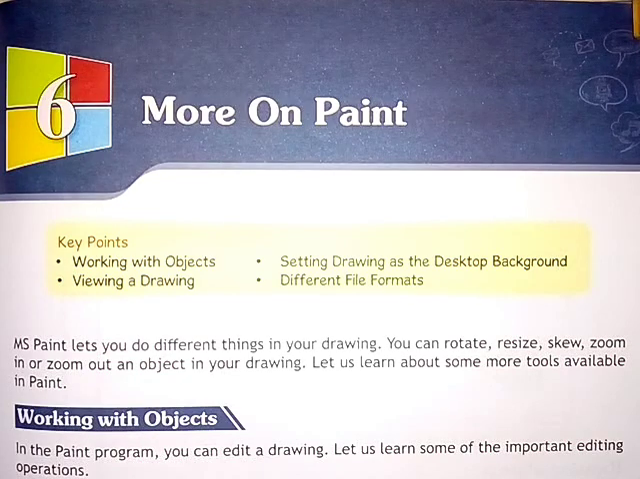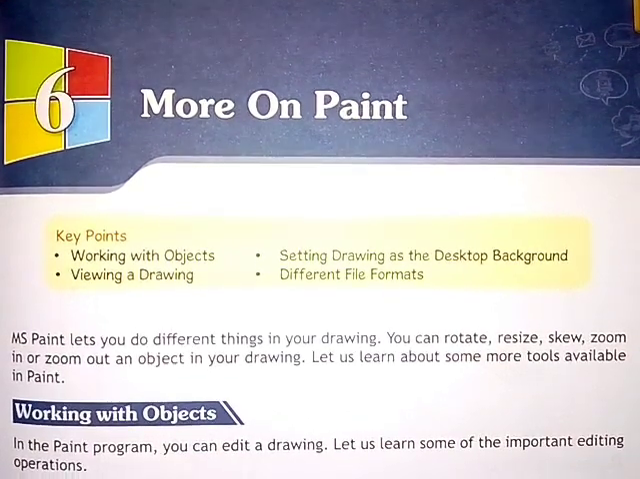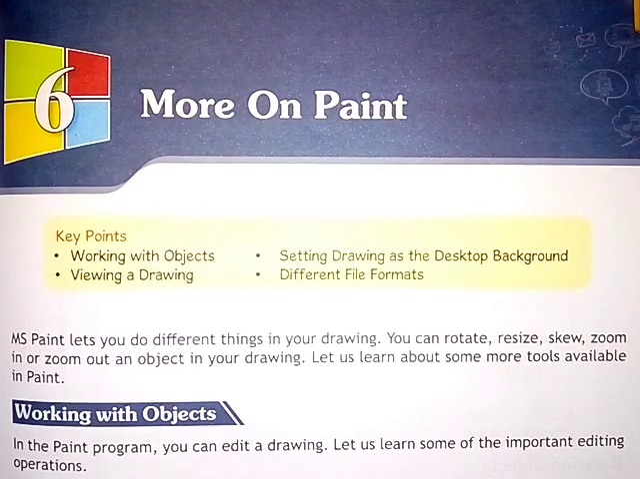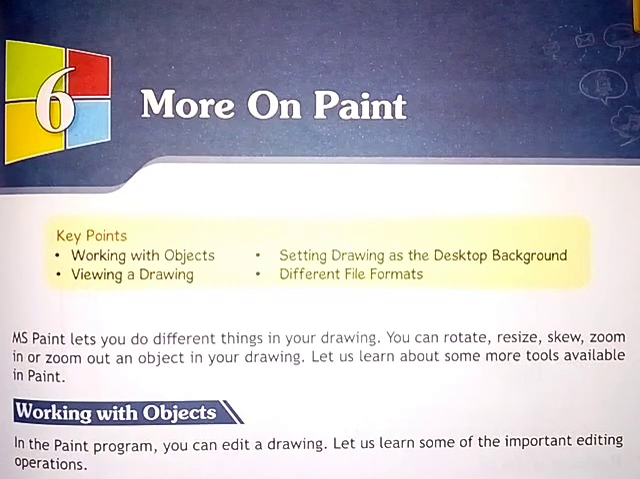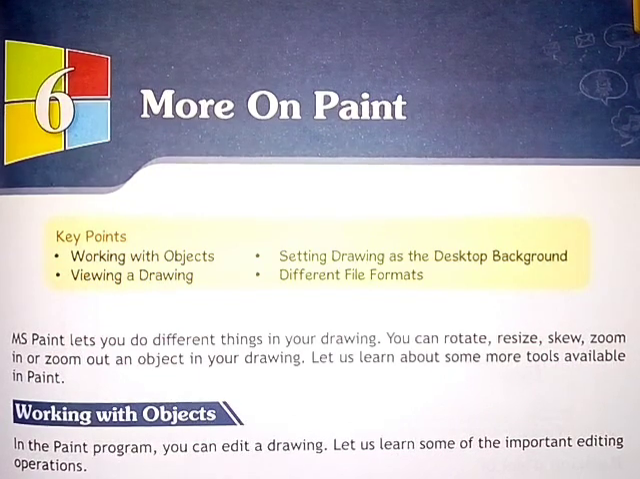Hello friends, today we are going to do Chapter 6, More on Paint. MS Paint lets you do different things in your drawing. You can rotate, resize, skew, zoom in or zoom out an object in your drawing. Let us learn about some more tools available in Paint.